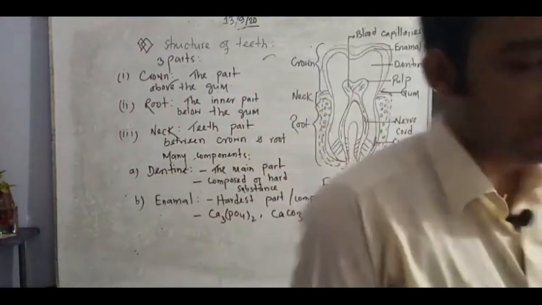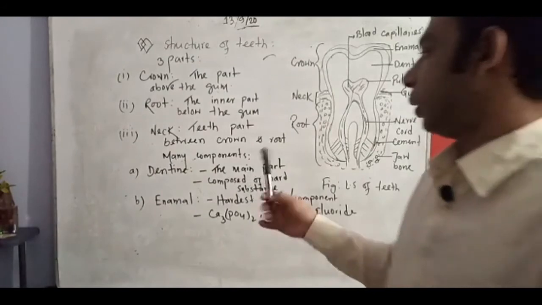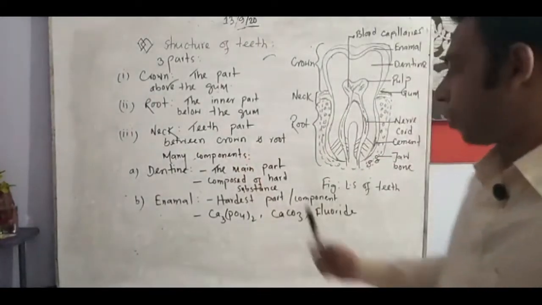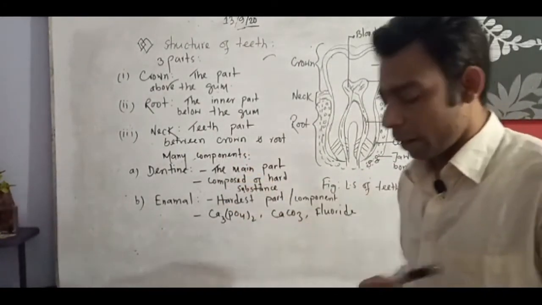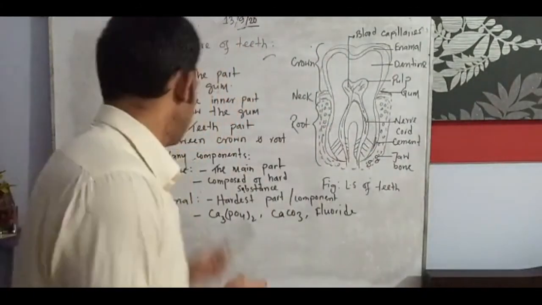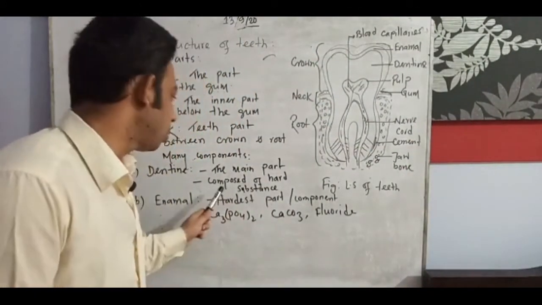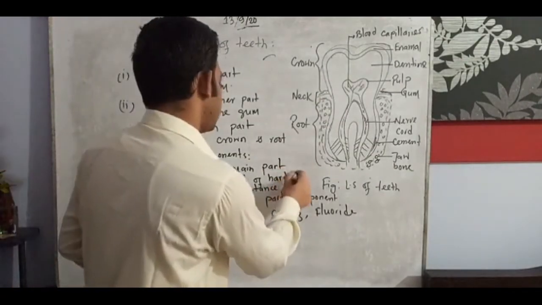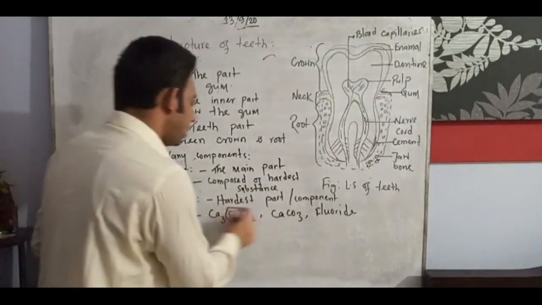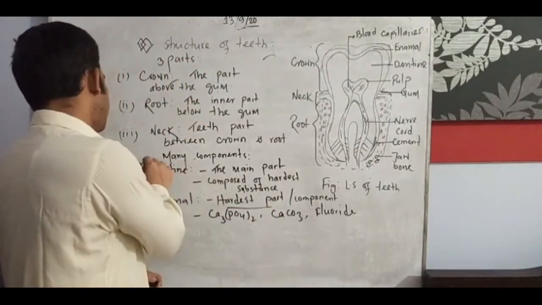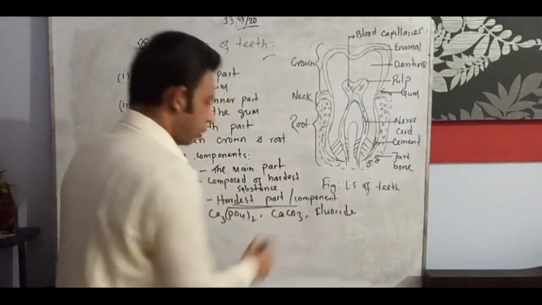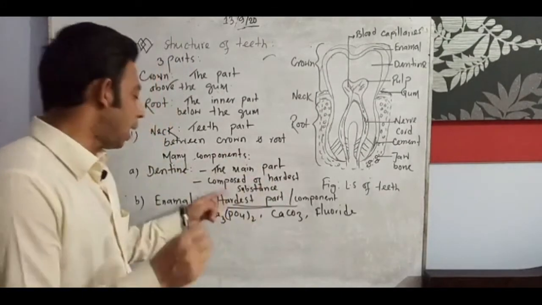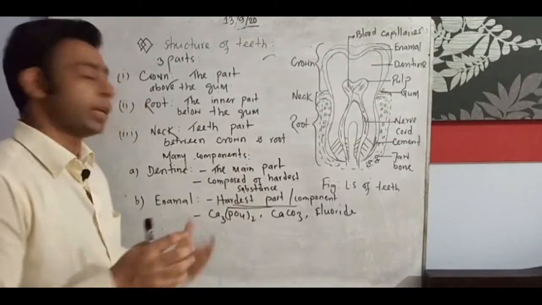Before that, I want to say where students are missing a part. The first three we understood clearly, but what about dentine and enamel? Dentine is the main part and is composed of hard substance. But if the hardest part is asked for, many of you write dentine. No, the hardest part or component is known as the enamel.